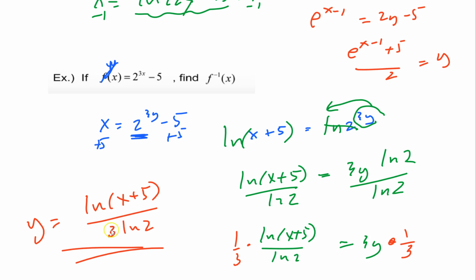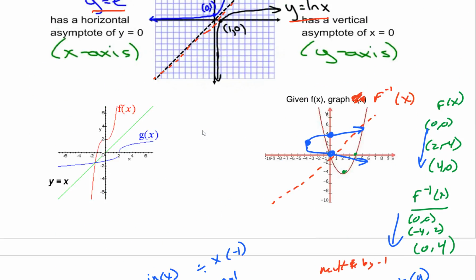If you want, you can make it a little fancy, bring the 3 to the top, and make it natural log of 8. You know, not judging. So that's the general idea, right? So that's how I find inverses. That's all for functions. Till next time.